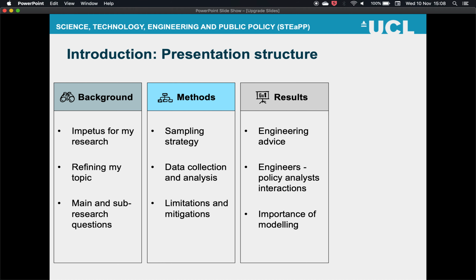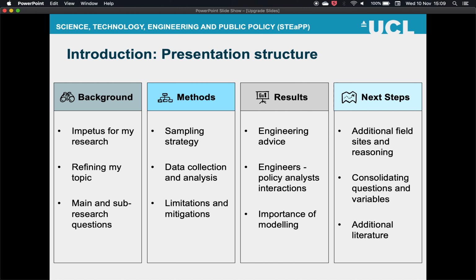After that, I'll go through the results. I've divided that into 3 parts, which match my sub-research questions. I will get to that in a minute as well. The first bit will be about what engineering advice means for policy practice. The second is around how engineers and policy analysts interact and the dynamics and the expertise. And then I will end with the importance of models and modeling within all that.